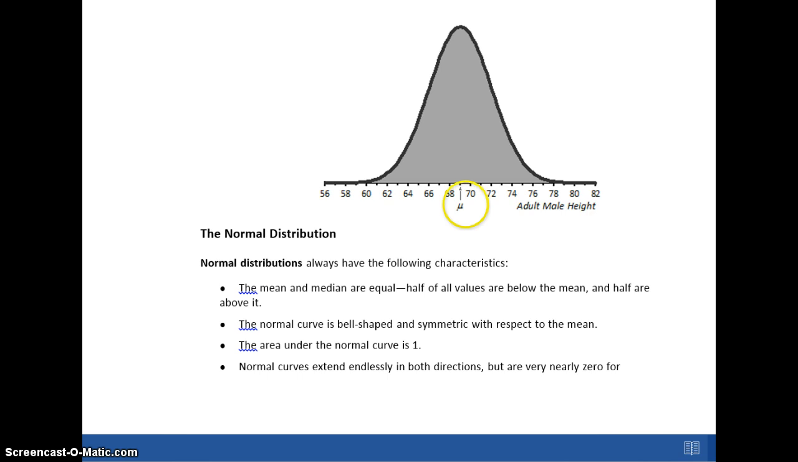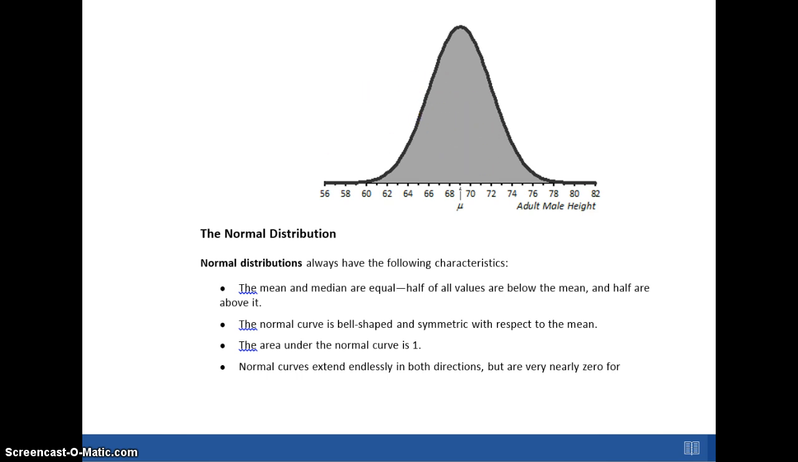The mean is always at the center of the curve. That's where the peak is. Now, this is called the normal distribution. In a normal distribution, the mean and the median are equal. Half of the values are below the mean, half of the values are above the mean. The normal curve is bell-shaped and symmetric with respect to the mean. So the shape on the left looks like the shape on the right. The area under the normal curve is 1.